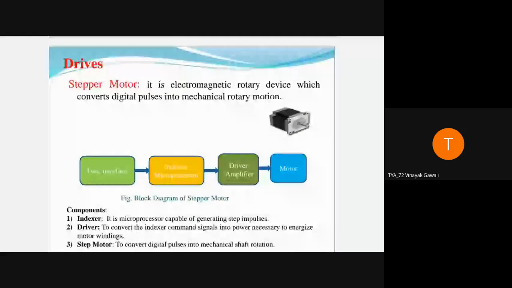Generally we say RPM. What is RPM? Revolutions per minute. Suppose within 1 minute, 100 revolutions should be there; that is nothing but 100 RPM. That type of pulses. Pulses are also nothing but electric points, or electric signals.